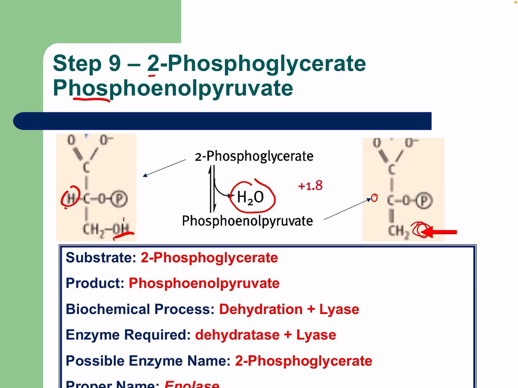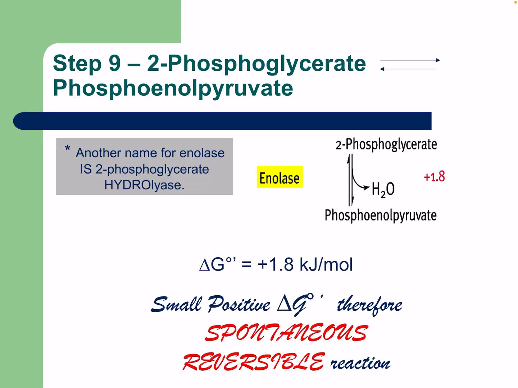So we go from 2-phosphoglycerate to phosphoenolpyruvate. This is a dehydration reaction and involves a lyase. So this involves a dehydratase and a lyase, and the enzyme is called enolase. So here we see enolase involved in this dehydration and lyase reaction. We see the H2O being removed. And another name for enolase is 2-phosphoglycerate hydrolase. So again, small reaction, spontaneous and reversible.